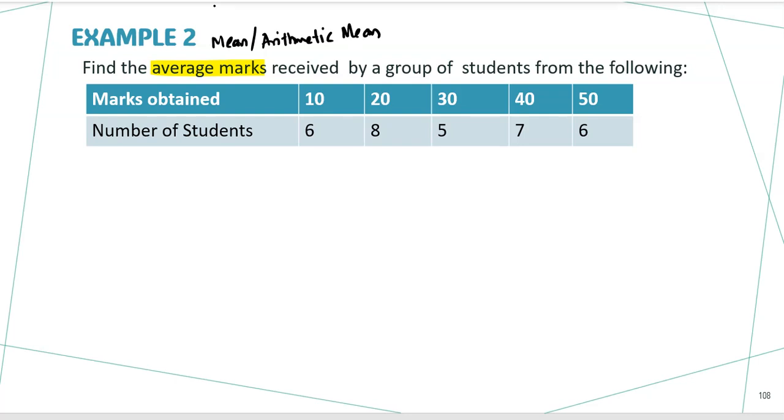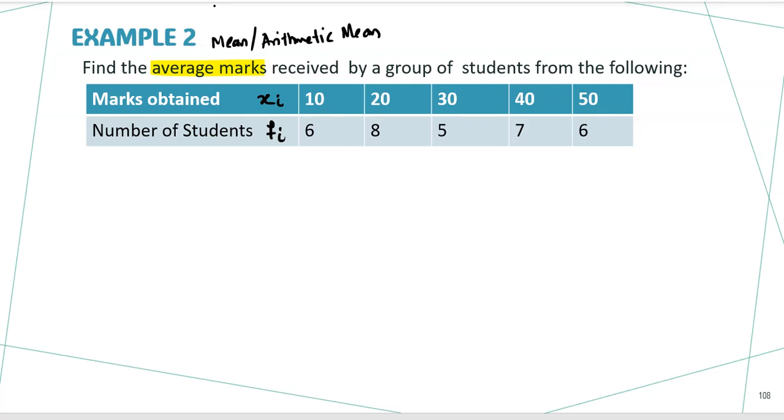It is asked to find the average marks obtained by a group of students from the following data. Marks obtained: a student can obtain 10, 20, 30, 40 or 50 marks. And the number of students: those who got 10 marks are 6, 8 students got 20 marks, 5 students got 30 marks, 7 students got 40, and 6 students got 50. The number of students represents your frequency. The marks obtained are the observations, because these are the marks that students are getting.